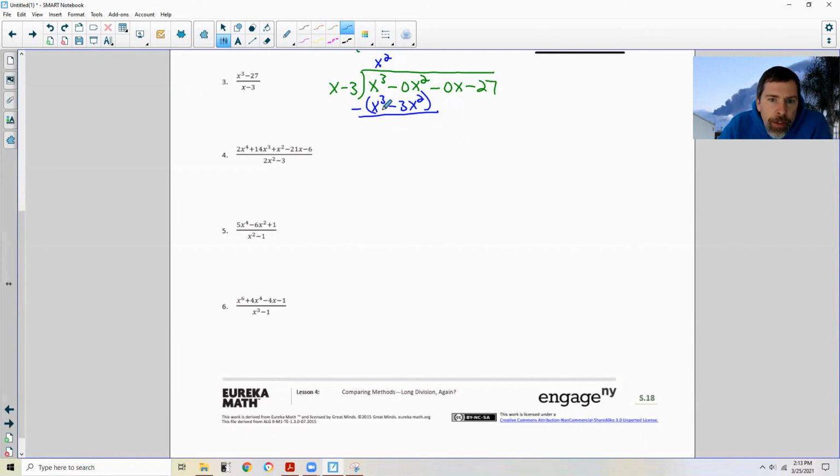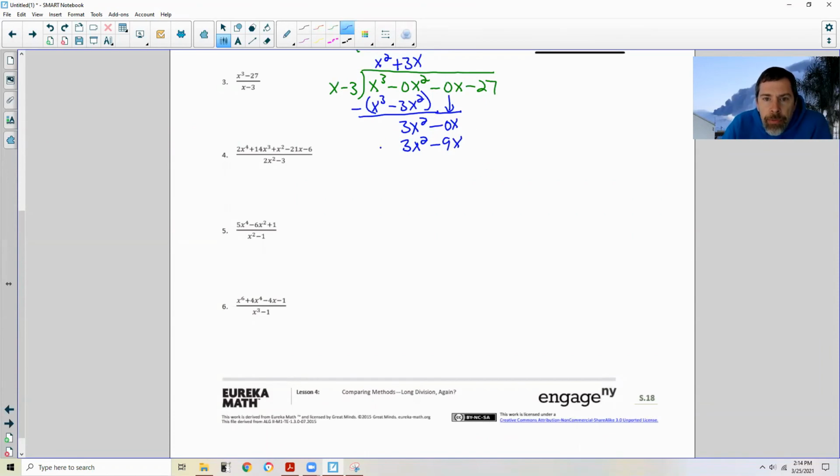X cubed minus x cubed cancels. Negative 0x squared minus a negative is plus. So 0 plus 3x squared is 3x squared. Bring down that minus 0x. Okay. So then I'm going to say, okay, well, I have an x, I need an x squared, I mean, and I need 1, I have 1 here, I need 3. So it's going to be plus 3x. 3 times 1 is 3, x times x is x squared. 3x squared. X times a negative is negative x, or positive 3x times 3 is 9x.